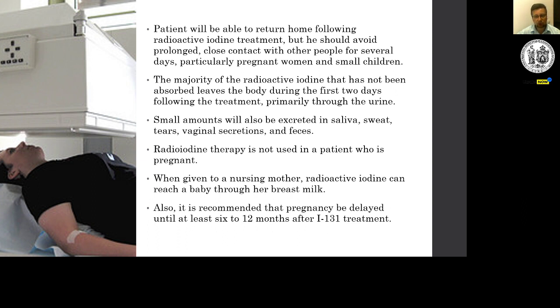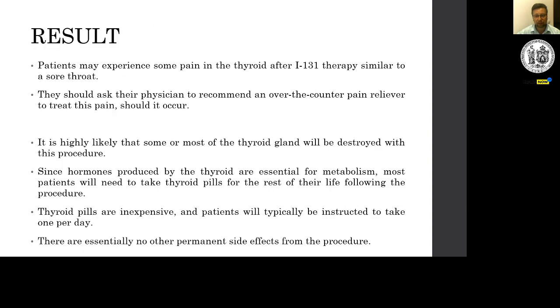Radioiodine therapy is not used in a patient who is pregnant. When given to a nursing mother, radioactive iodine can reach a baby through breast milk. Also, it is recommended that pregnancy be delayed until at least 6 to 12 months after radioactive iodine treatment.